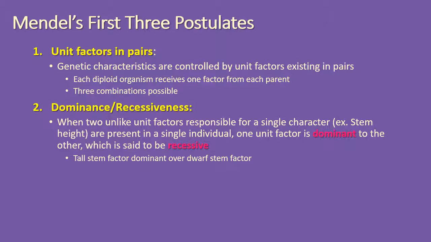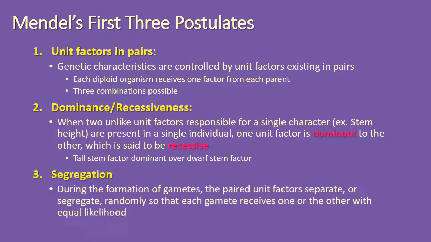He also recognized that with these traits, with these factors, one was always going to be dominant to the other. And so if they were both present at the same time, like they are in the F1 generation, that one will always be dominant to the other one. So the tall factor is going to be dominant over the stem factor, and so all the progeny are going to look like one of the parents, and that would be the one that was carrying the dominant factors.